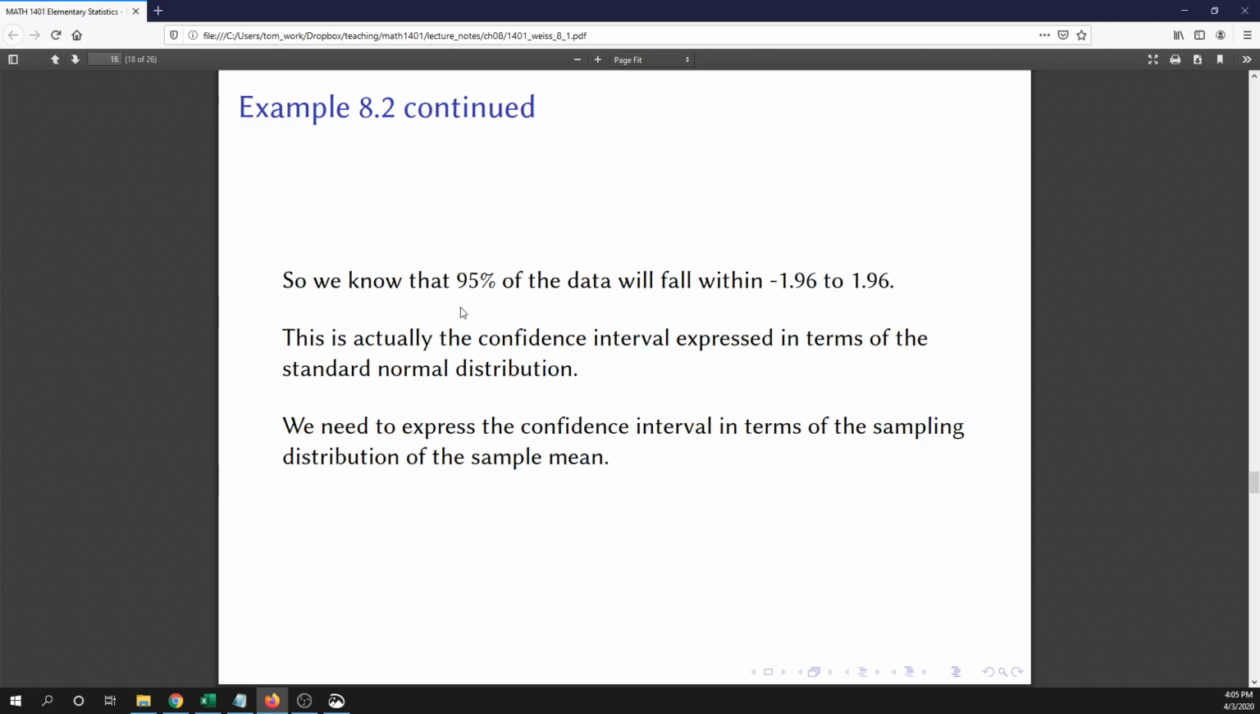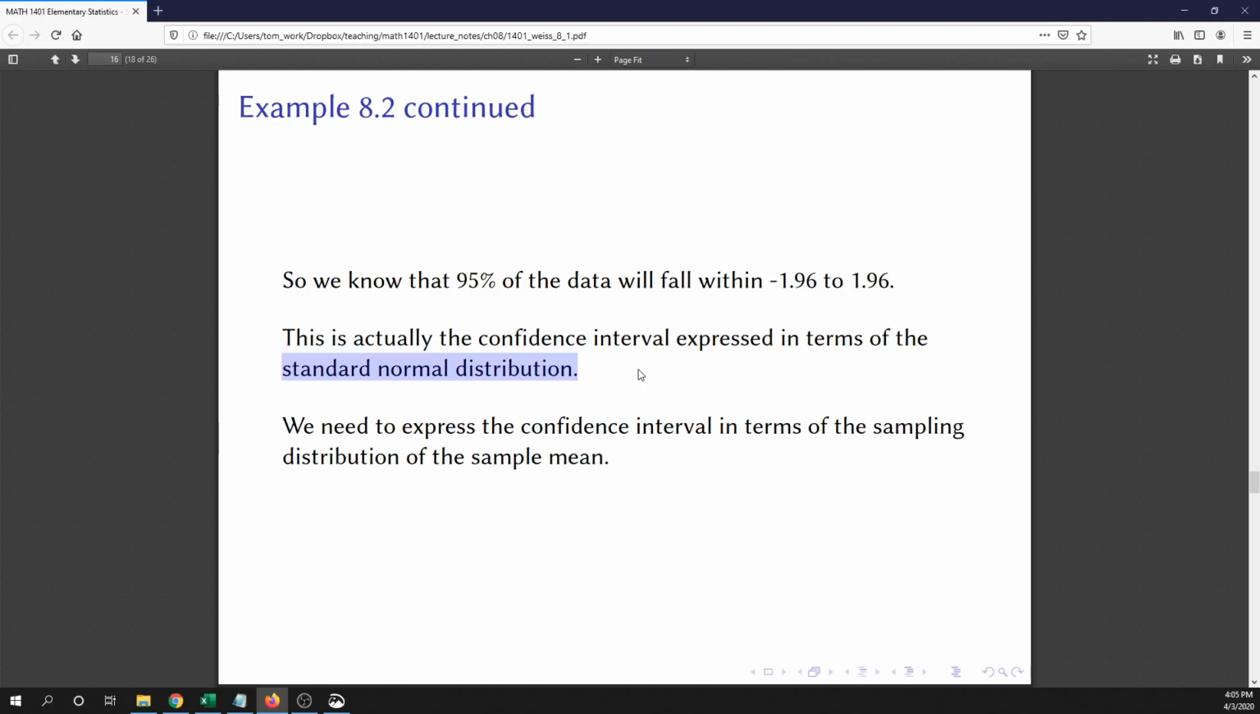All right, so what we know is that 95% of the data will fall within that range from a z-score of minus 1.96 to 1.96. And really, that range is actually the confidence interval, but it's expressed in terms of the standard normal distribution. Okay?